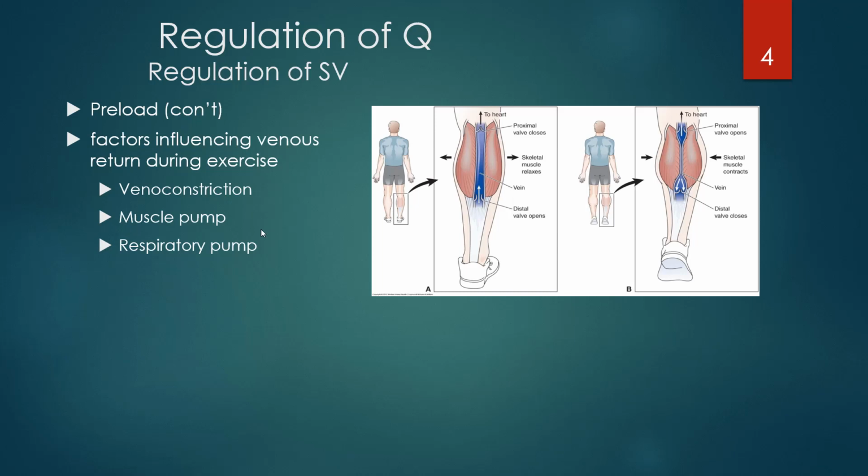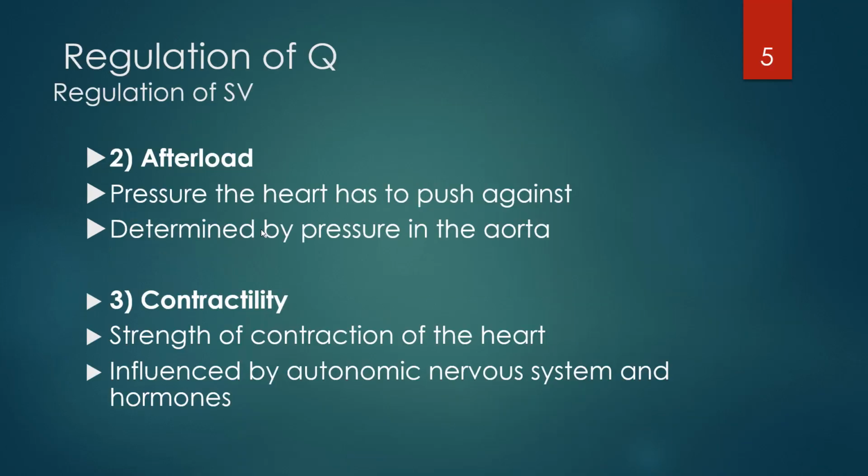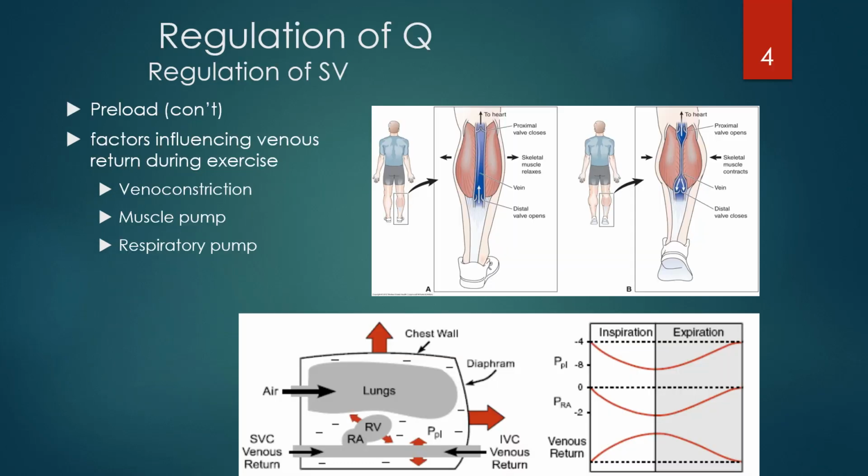Venoconstriction just refers to how veins, even though they don't have near as much smooth muscle as arteries do, they still have some smooth muscle, and they can constrict and cause kind of a pumping effect to pump blood back towards the heart. And that is going to aid in venous return during exercise.